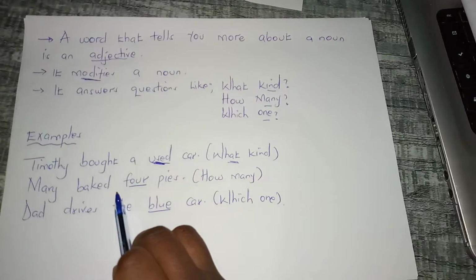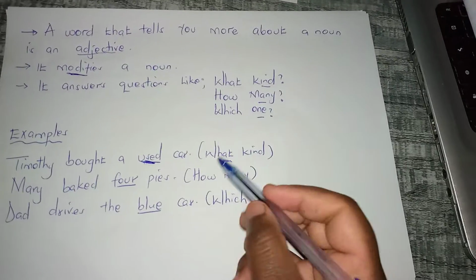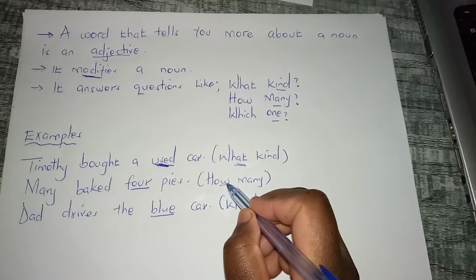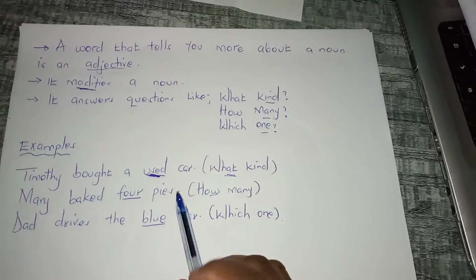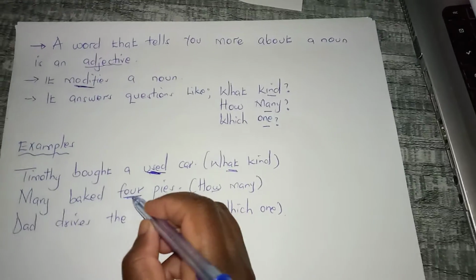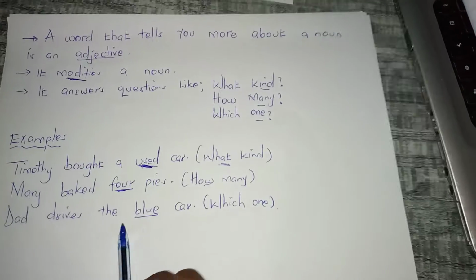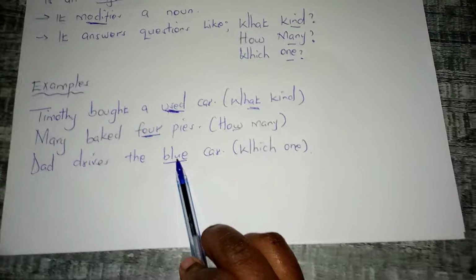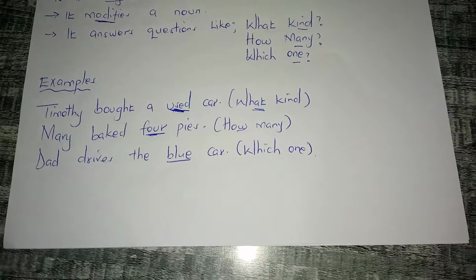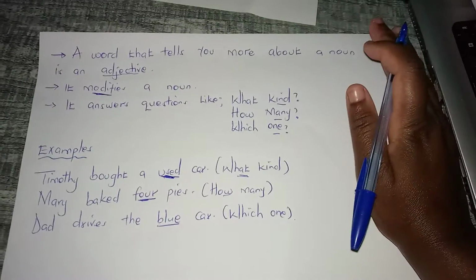Mary baked 4 pies. This answers the question how many. So the question would be how many pies did Mary bake? 4. Dad drives the blue car. This is an adjective which answers the question which one. Which car does Dad drive?